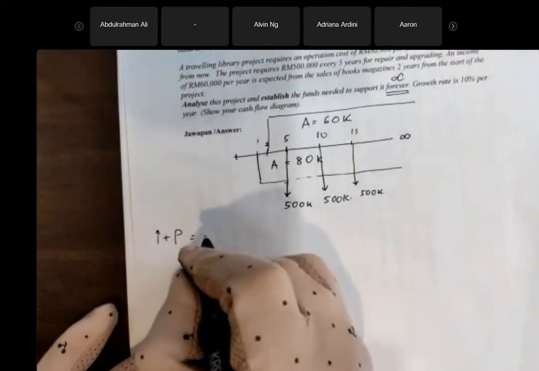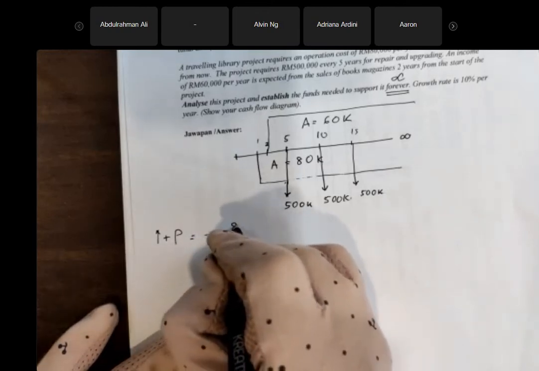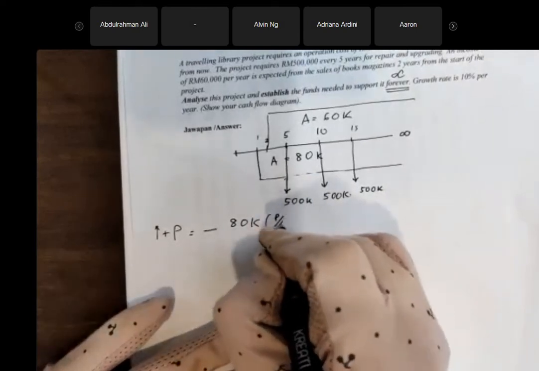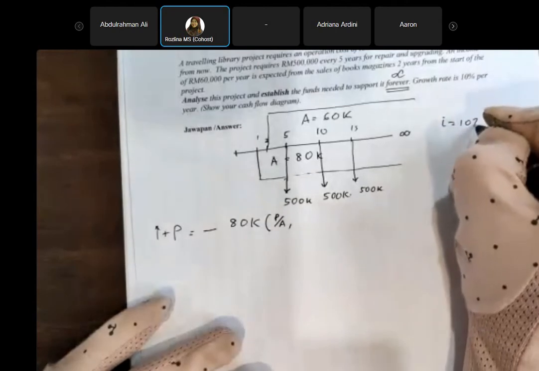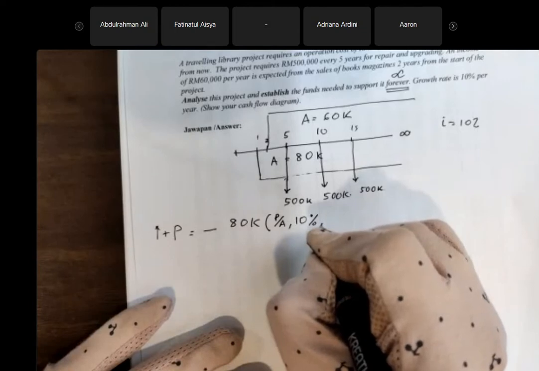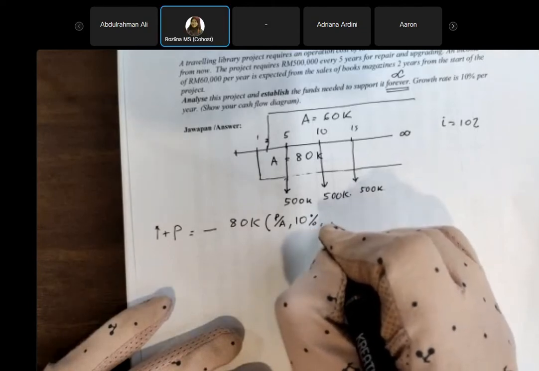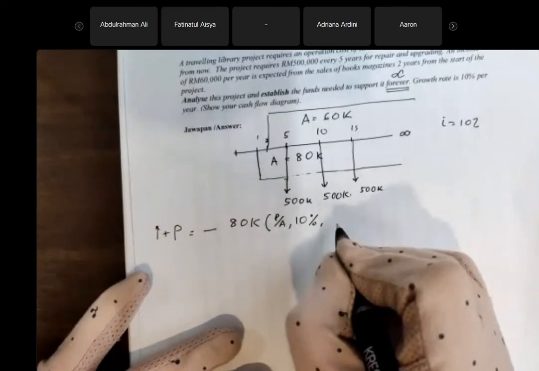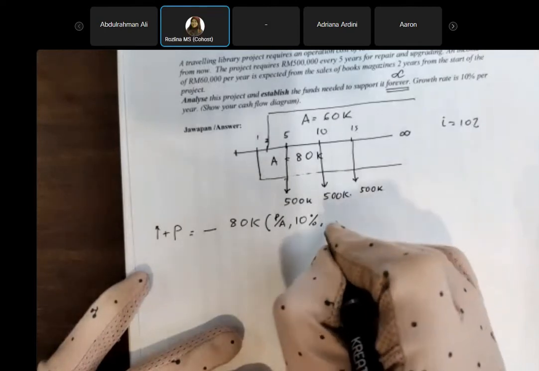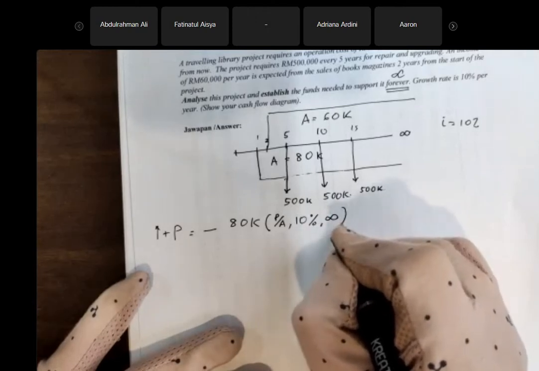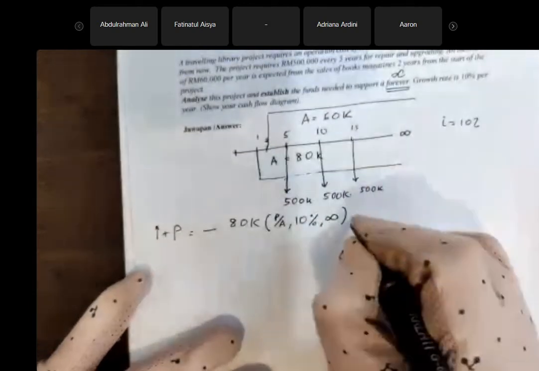Negative 80k. Okay, you take yang negative 80k. Okay, then P over A, I is 10%. Then what is the year? Infinity. Alright, good. The year is infinity. Dah bilang kan? Tak ada sebab di first year, dia dekat first. Okay, next.